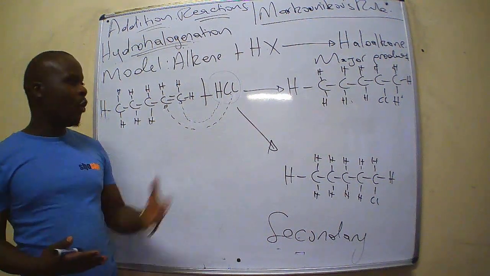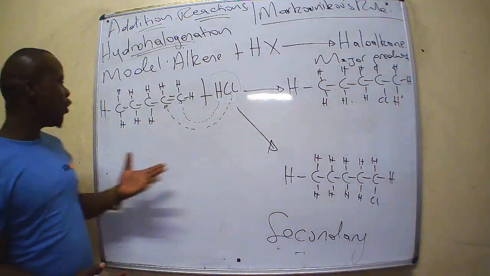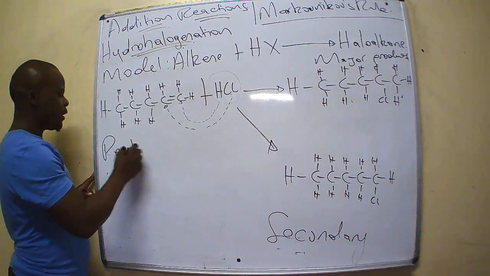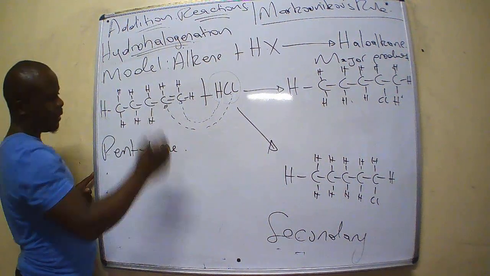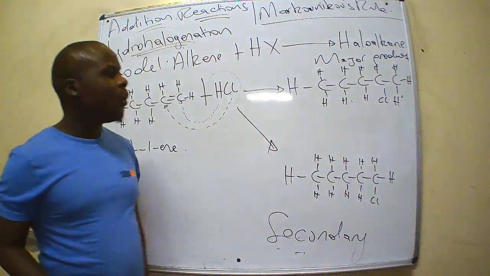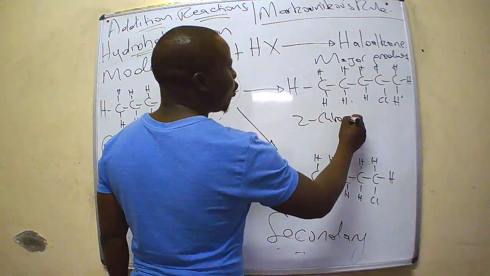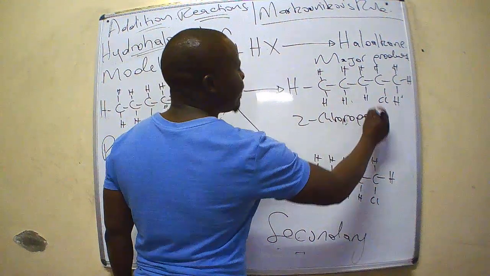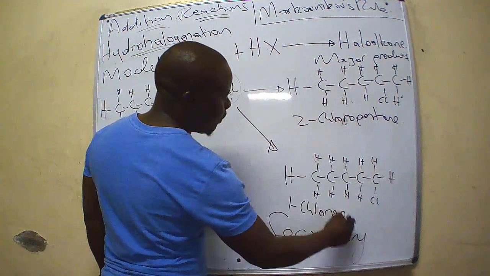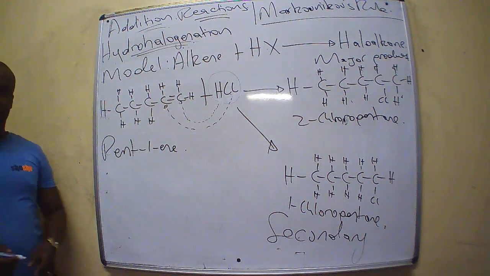So at this stage, we have made two products, a major product and a secondary product, all from this alkene. The alkene that we had, like I said, is pentene 1 reacting with hydrochloric acid. What we get here is 2-chloropentane, and the secondary product is 1-chloropentane. This is our major product and a secondary product.